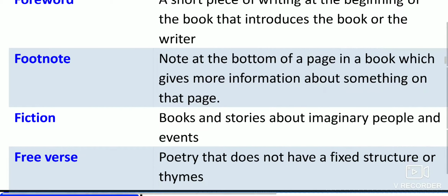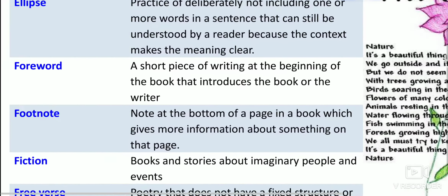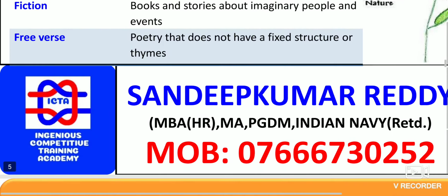Fiction means books and stories about imaginary people and events. There are various books which are of the fiction type. Free verse means poetry that doesn't have a fixed structure. As you can see to the right, this is one type of free verse, a poem which has no subject at all and doesn't have a fixed structure.